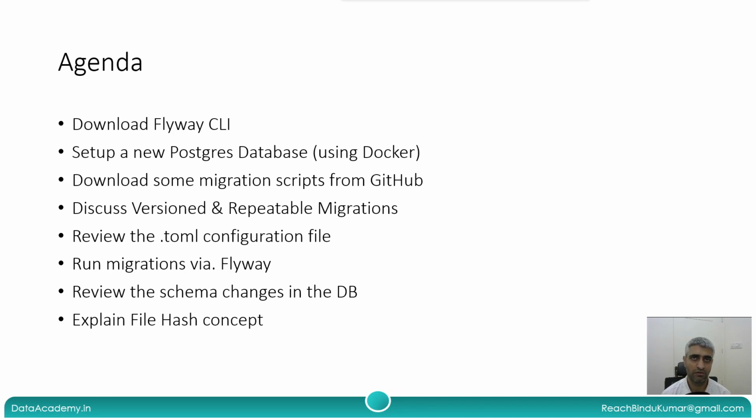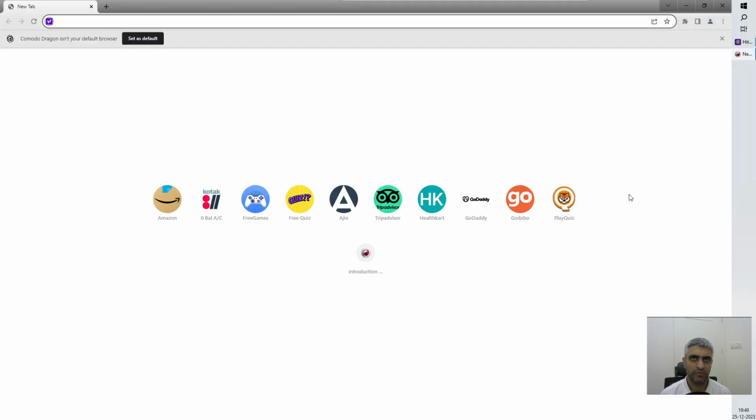And then we are going to run the migrations using Flyway against this new database. And once it's done, we are going to review the schema changes, and also very important, we are going to discuss the concept of a file hash in Flyway and how it's going to affect the migrations. So let's get started. Now the first thing we need to do is download Flyway.